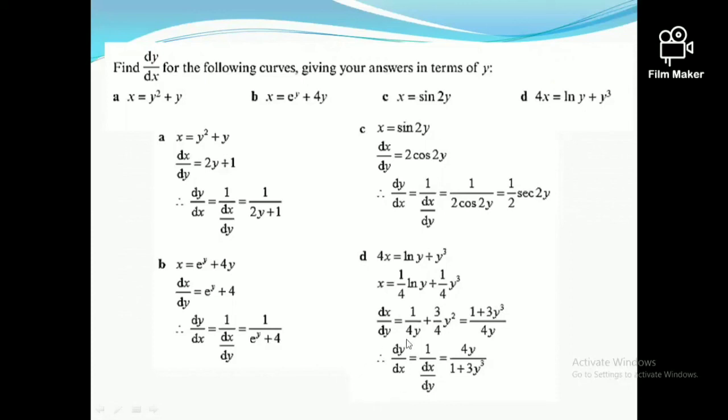Then dy by dx becomes 1 over dx by dy, that is 1 over (1 plus 3y cube) over 4y. You can write it as 4y over 1 plus 3y cube. That means 1 over (1 plus 3y cube over 4y). The 4y comes up, and you can write this answer over here. Right? That is the way of using the chain rule and the composite version of the chain rule in our applications of differentiation.